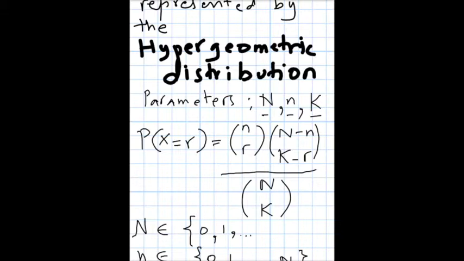It's easy to see that the probability that the random variable is equal to any number r is given by this: the number of ways we can choose r items from n items of type 1, times the number of ways we can choose k minus r items from N minus n items, divided by the total number of ways.